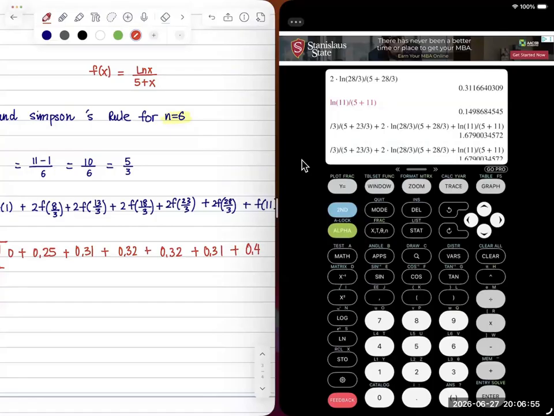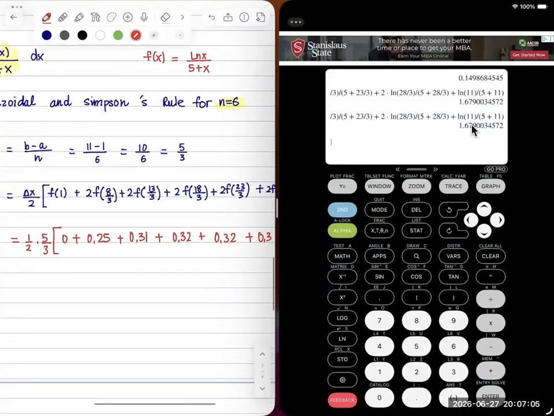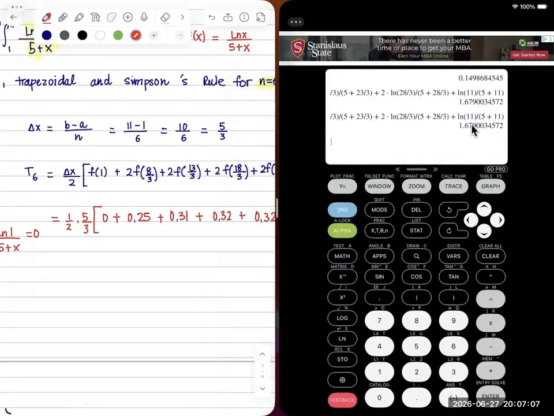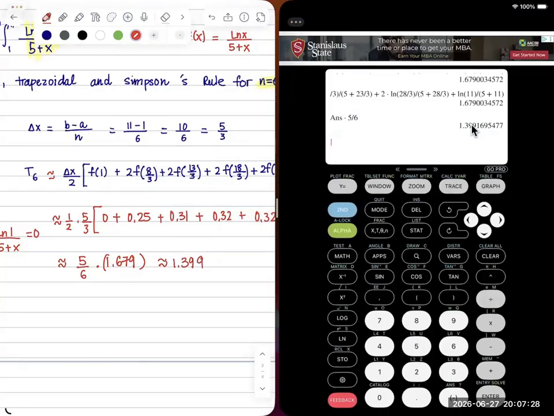0.14. Okay, and you can see I have a lot of rounding error because I drew all the decimal points in the back. However, this is the one that I'm typing together. So I have 1.6, so I should not put the equal sign. I should say this is an approximate sign, and that's going to be 5/6 times 1.679, and then I multiply that by 5/6, and I will get 1.399. Okay, so this is for the trapezoidal rule.